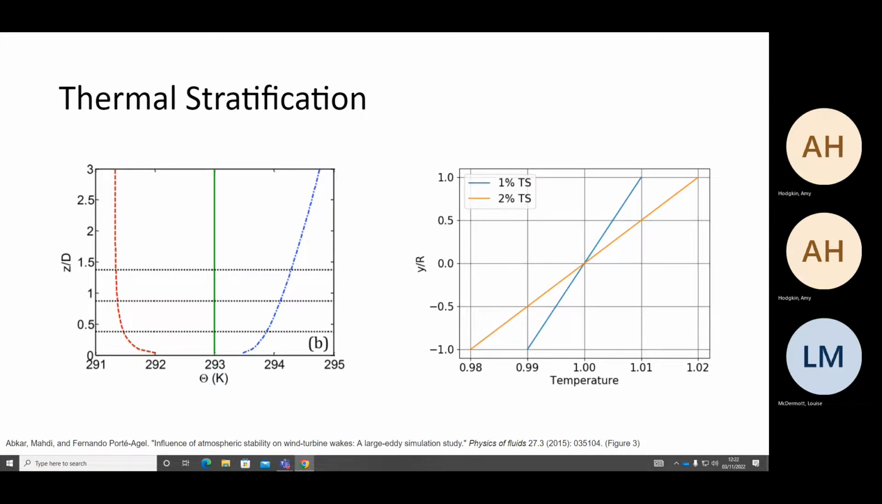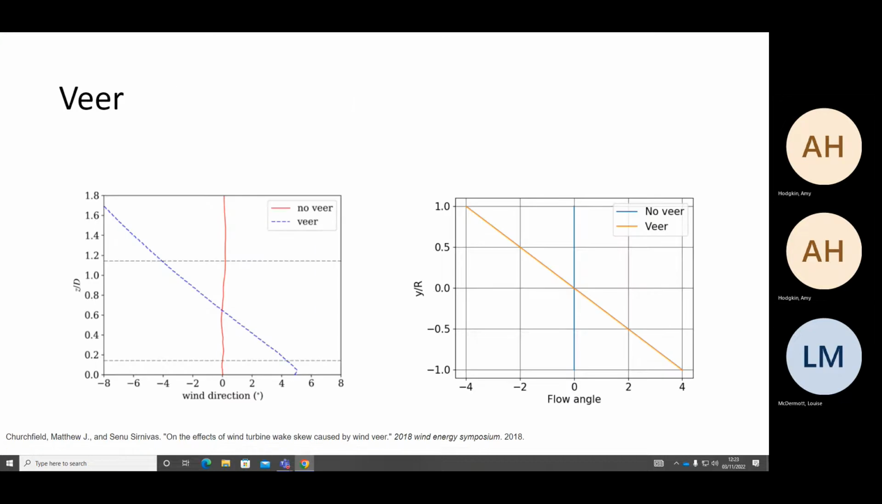Our thermal stratification is done in a similar way. So we would expect values, just based on the left, just under 1% of thermal stratification for our stable case. So we're looking at 1%. And again, we've exaggerated this to see what happens when we go to 2% as well. The larger turbines get, the larger these percentages are going to be anyway. And then, as I said, we're looking at veer in actually just a single case, but I thought I'd pop it in here anyway. So an expected value, say, could be a change of 4 degrees across the radius of a turbine. So that is what we're looking at as well.